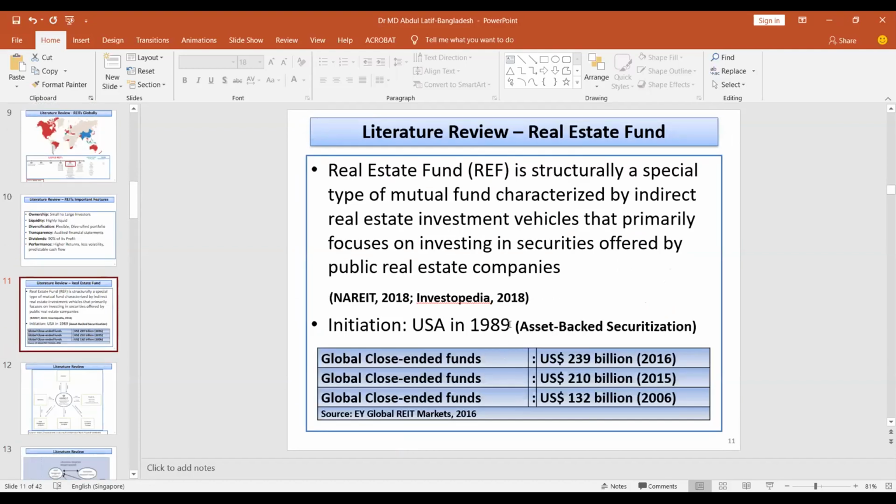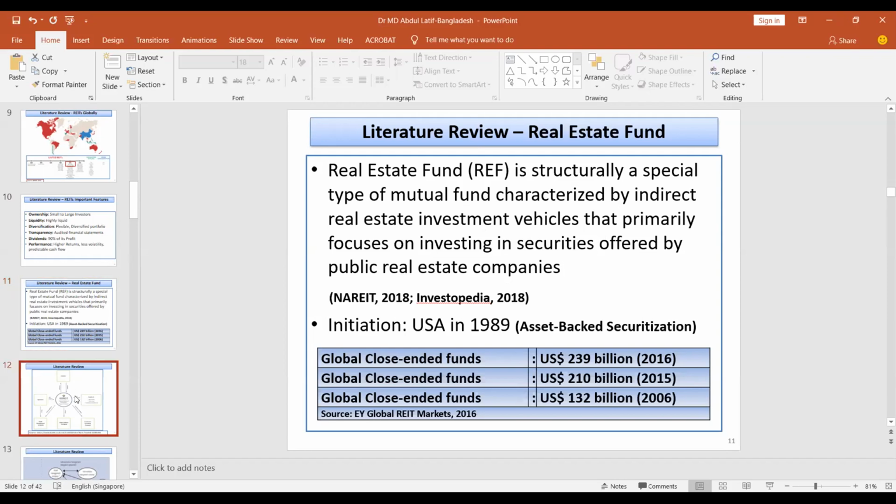Regarding REIF, it is a special type of mutual fund characterized by indirect real estate investment vehicles that primarily focus on investing in securities offered by public real estate companies. So a real estate fund is a type of mutual fund.